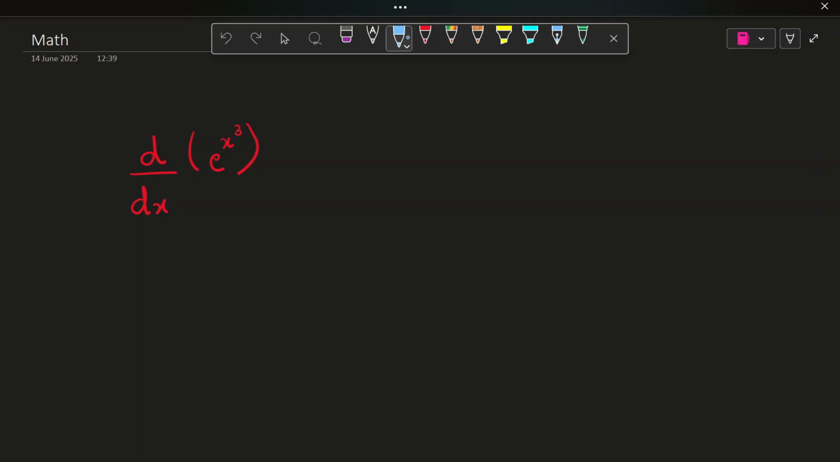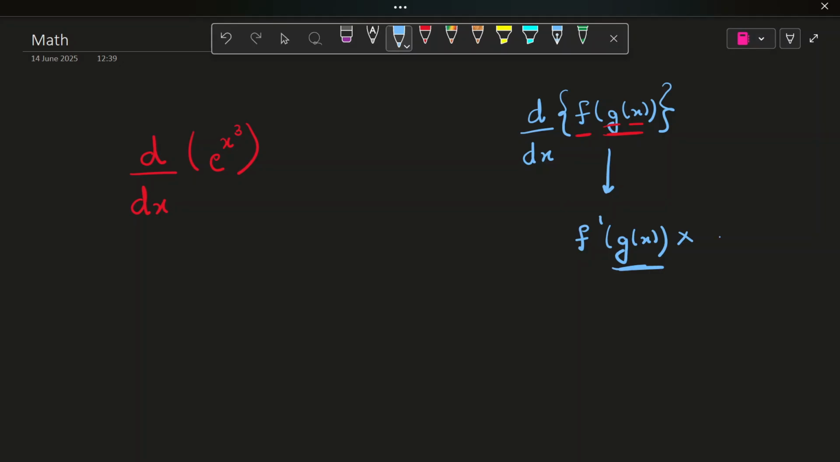So if you have, for example, d by dx of f of g of x, the thing that you'll have to see is there are two functions here, which is f of this function and g of this function. So in this case we have two functions given together, and we'll have to apply chain rule. The thing that we'll do is first of all differentiate this function, which is f of g of x, and then we'll multiply by the differential of g of x. It might sound a bit complicated here, but when I explain this, you'll find it easier.